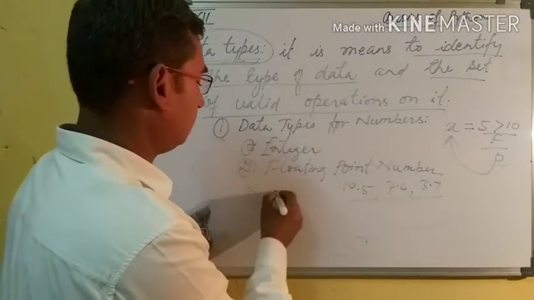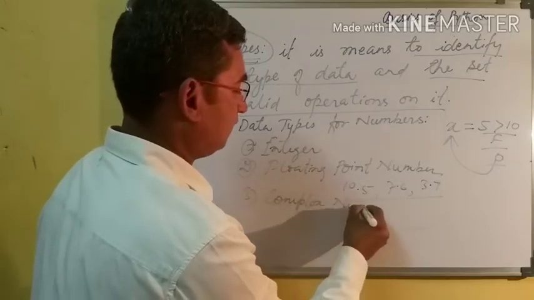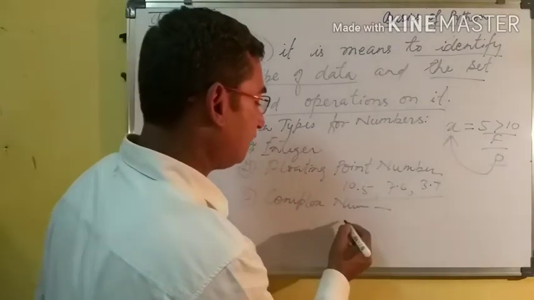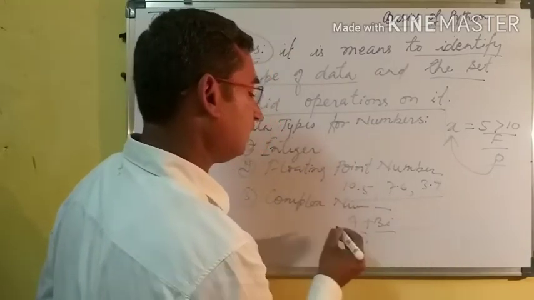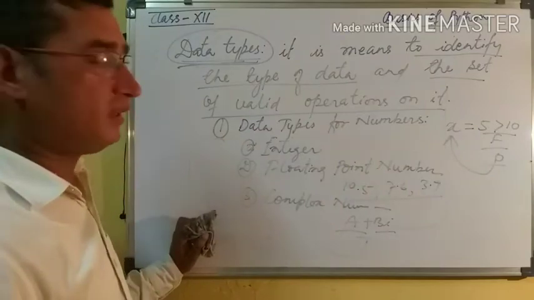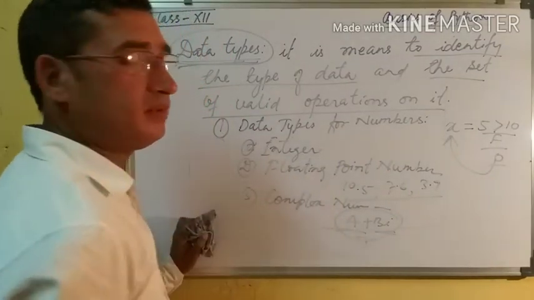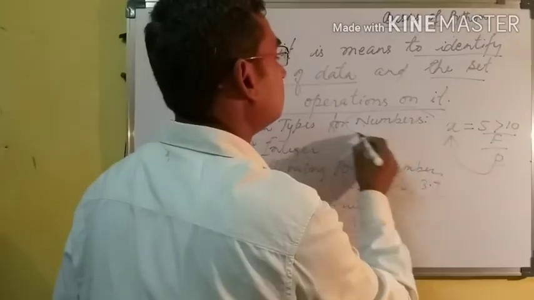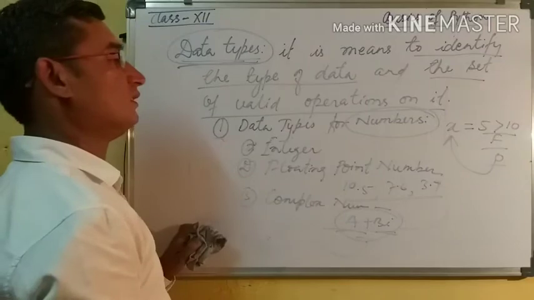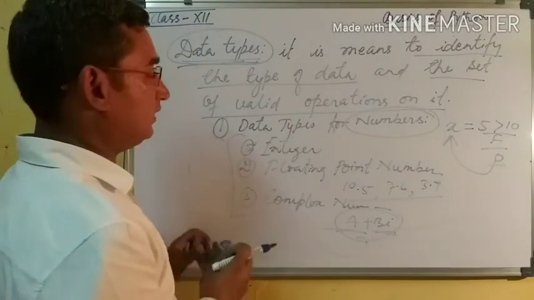Third is complex number, means in this form a plus b i, means if the data is in this form, then it is the complex form. This is the real part, this is the imaginary part. These are all about the data types for numbers. If you have numbers, then these three data types are there in Python.